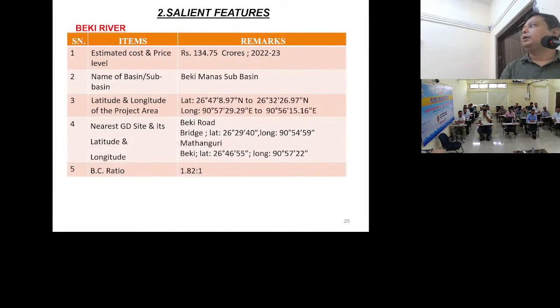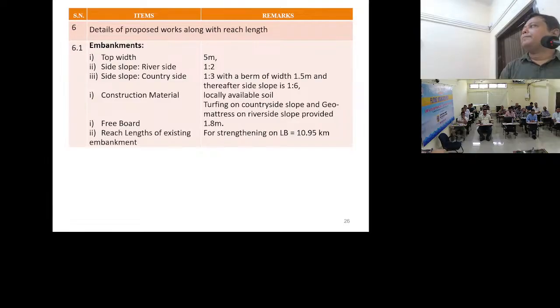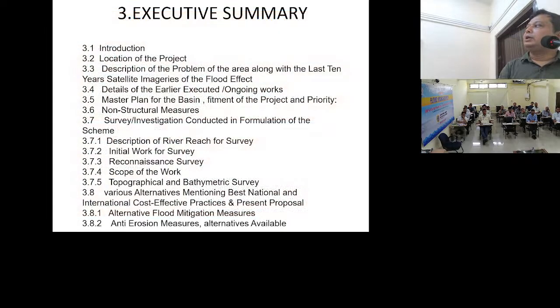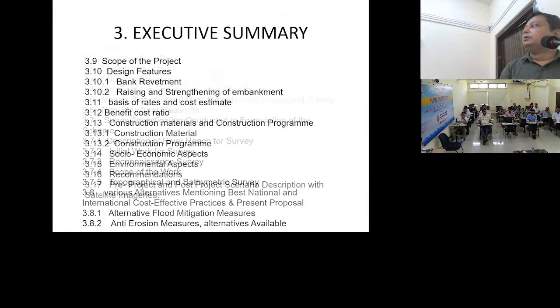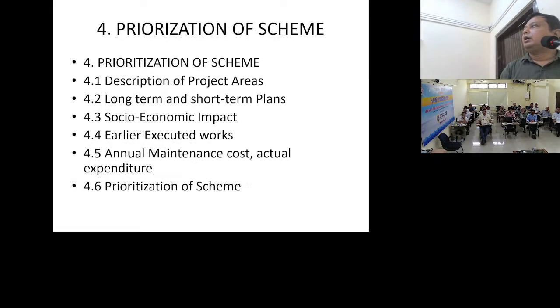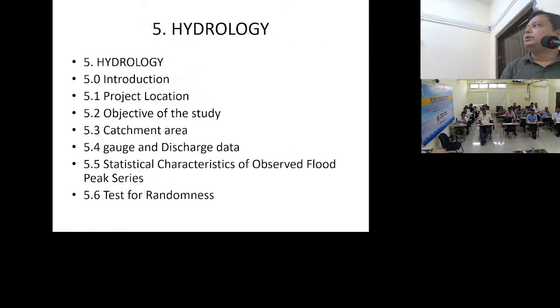One will be the foreword, then there will be salient features. In the salient features, like this is one example, you have to give all the details. In chapter 3 we will have the executive summary. These details we have to give in the executive summary. I will share this PowerPoint presentation. You will get these points, and as I have said already, we will go through all the details in the next program. And then priority scheme, then hydrology.